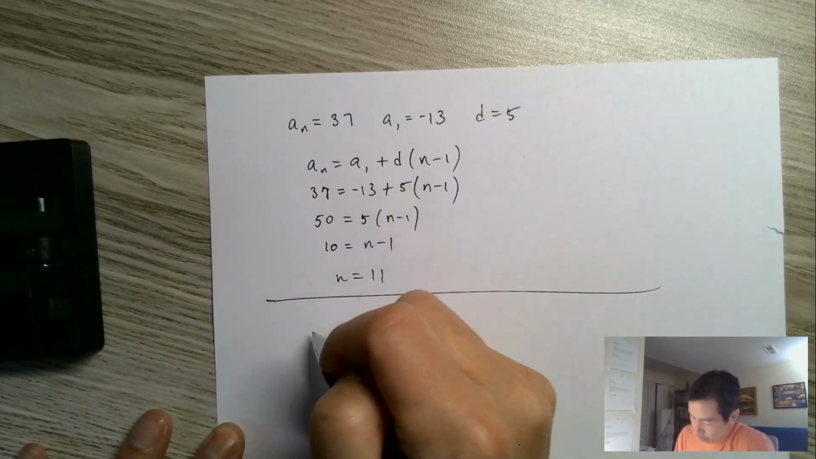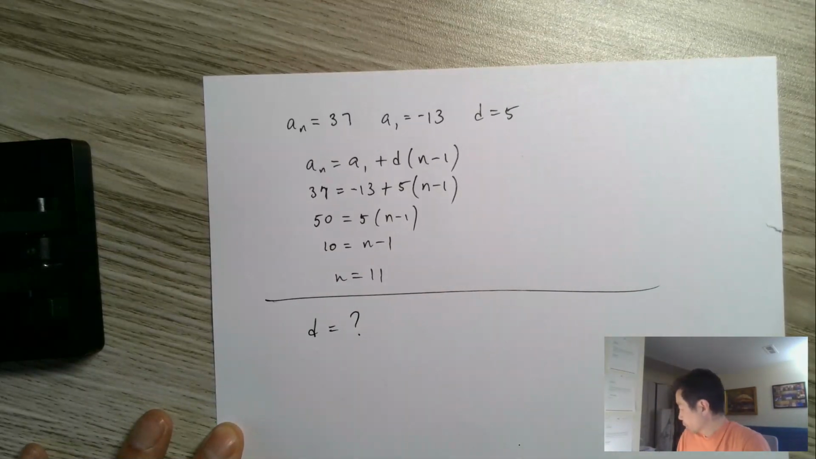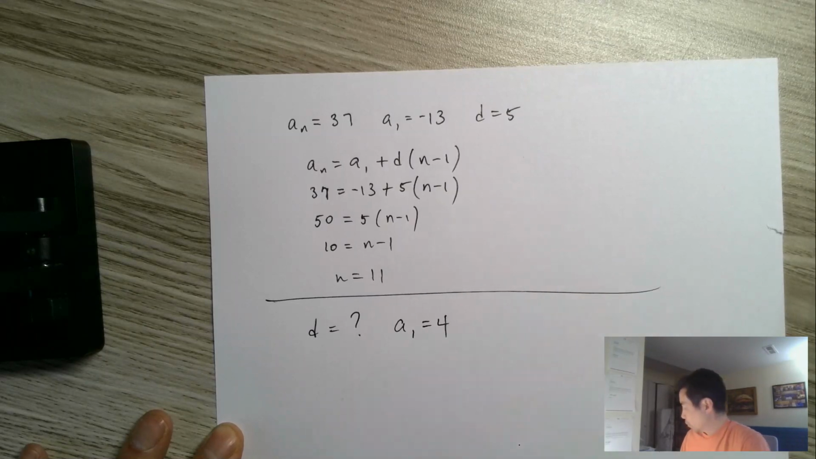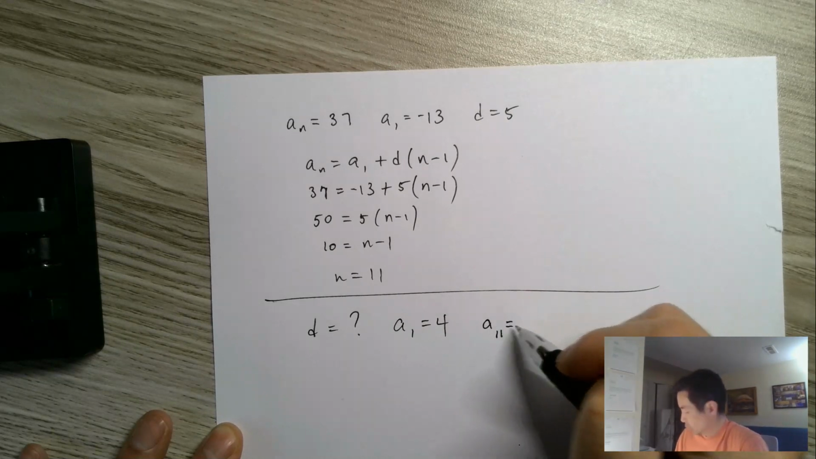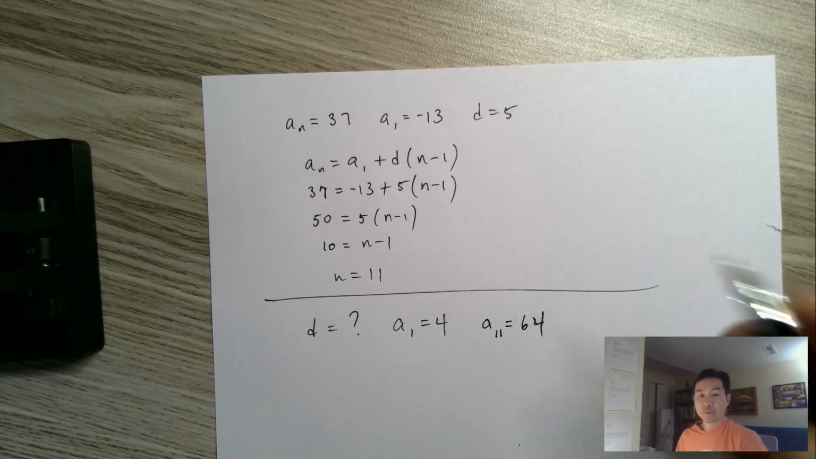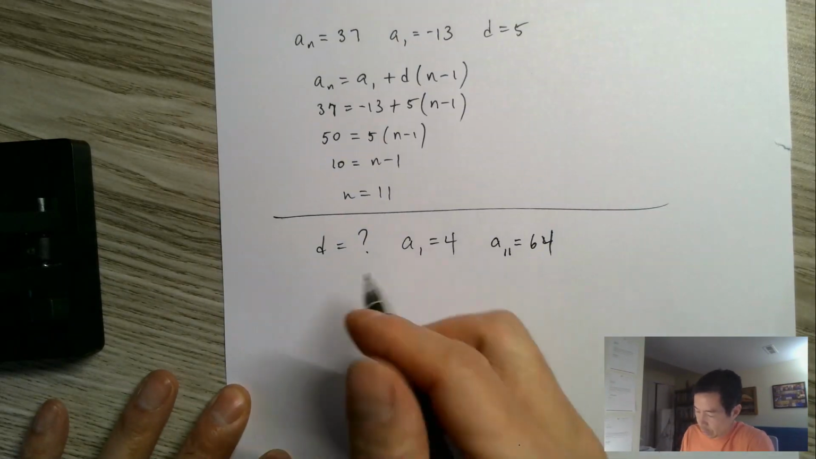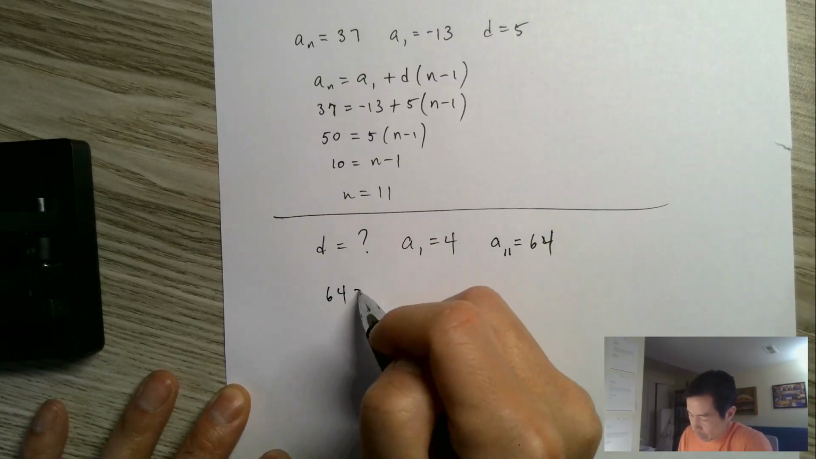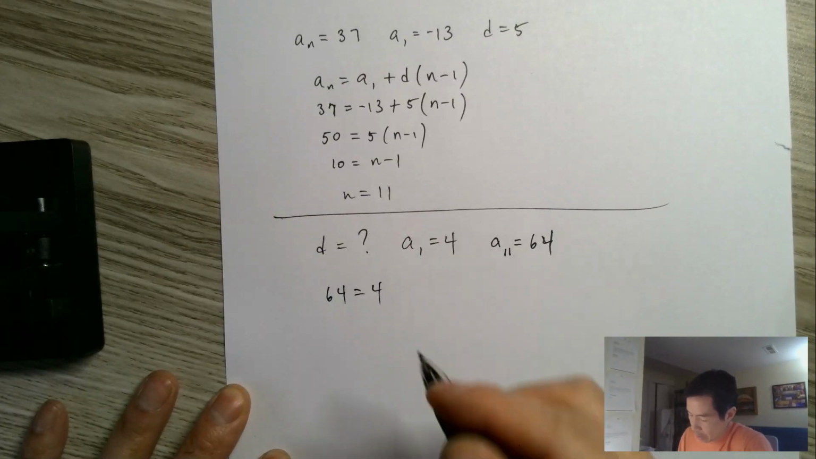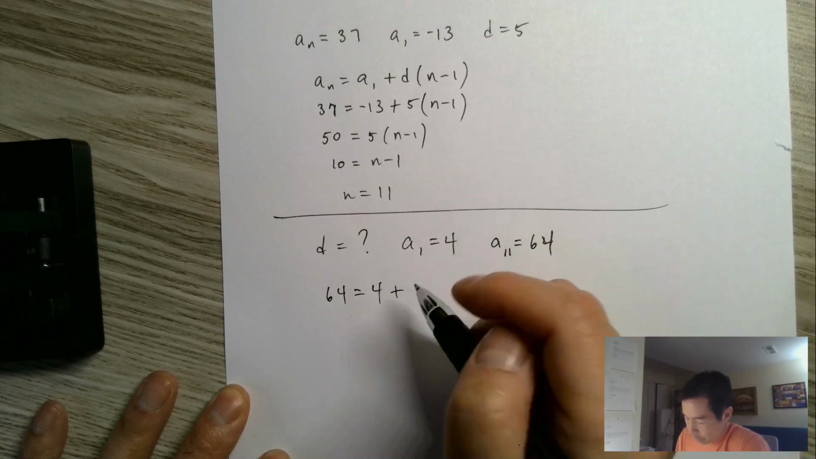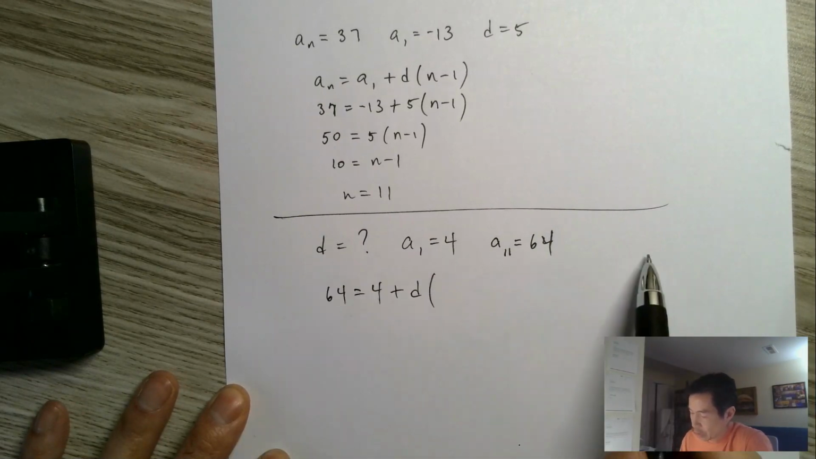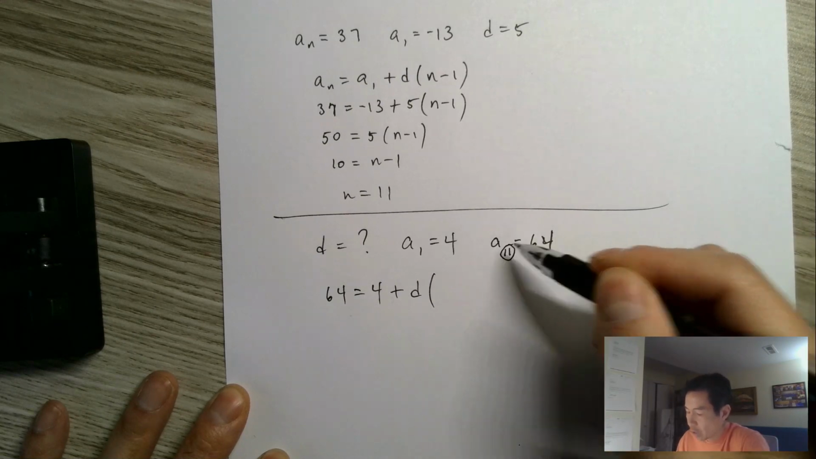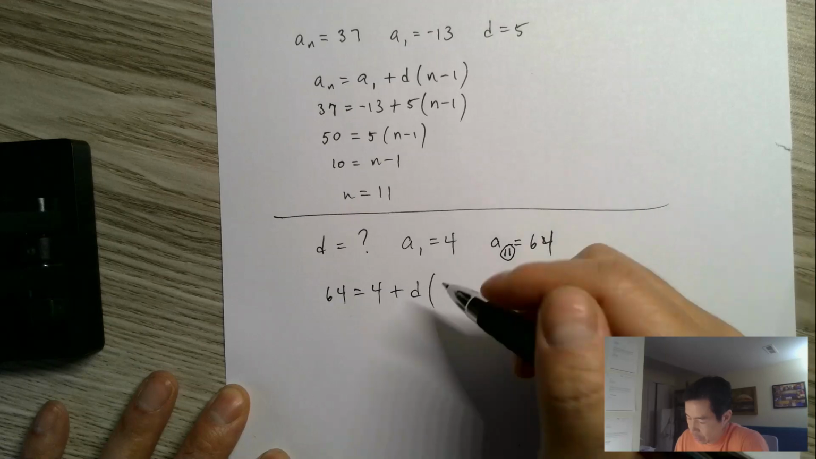Let's say we don't know d, so I put a question mark there. We know the first term is 4, and we know the 11th term is 64. Okay, so again, I put 64 where a sub n goes. I put 4 where a sub 1 goes. I don't know d. And for my n minus 1, notice I didn't actually write n equals anything here, but if you look at the ordinal number of 64, you'll see that n is 11. So I'll put 11 minus 1 there.